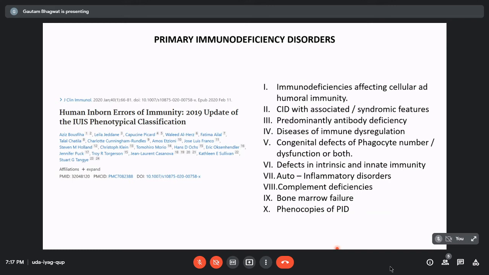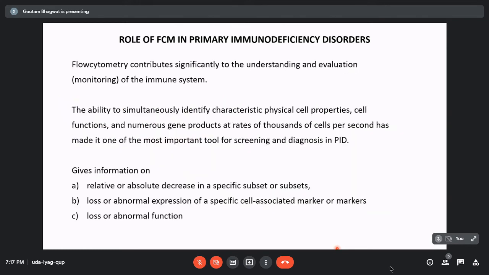Now, going into all this is not the scope of this talk. I would just try to explain how we use flow cytometry in these primary immunodeficiency disorders with one or two cases. But before that, let me tell you why we are using flow cytometry. With lymphocyte subset analysis, we get a good understanding of the immune system. We can simultaneously identify physical cell properties and functions along with numerous gene products at the rate of thousands of cells per second, so we are analyzing many cells at a point of time. Therefore, this becomes a very important tool for screening and diagnosis in PID.